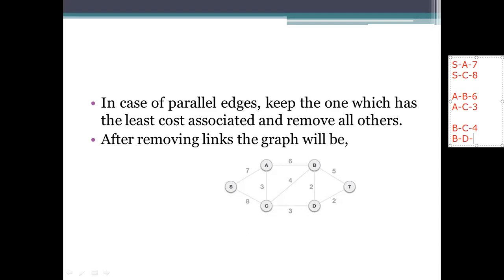Value is 2. B to T, the value is 2. Sorry, 5. And coming to the C, C to D using the value 3. D is having one link, which is left 2.